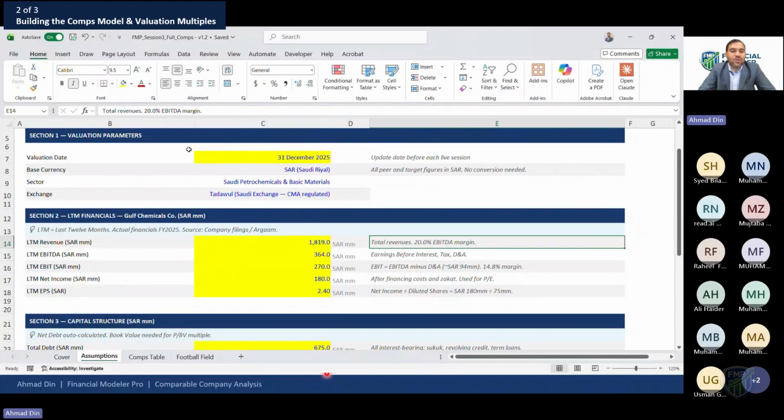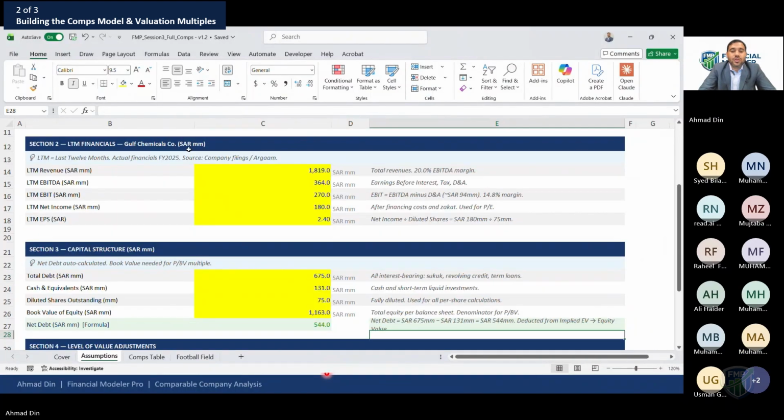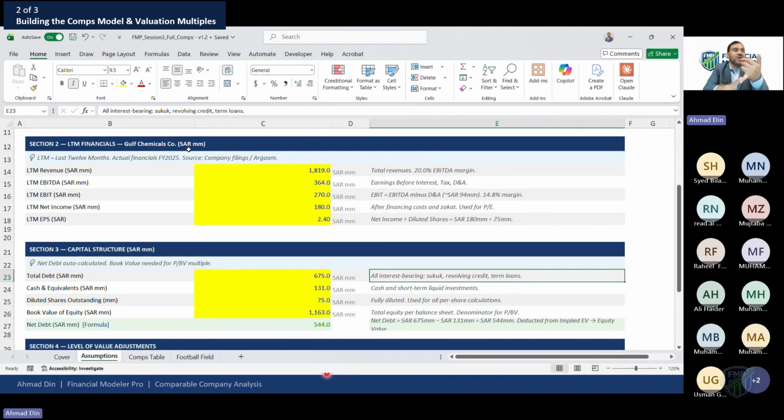For every multiple we have the total revenue, 20% EBITDA margin, earnings before interest, tax, and depreciation. Every formula has an explanation of what it is. Next we have the capital structure. As we calculate from the market value, from enterprise value we have to go back to the equity value. So we need the financial income statement information as well as the balance sheet information.